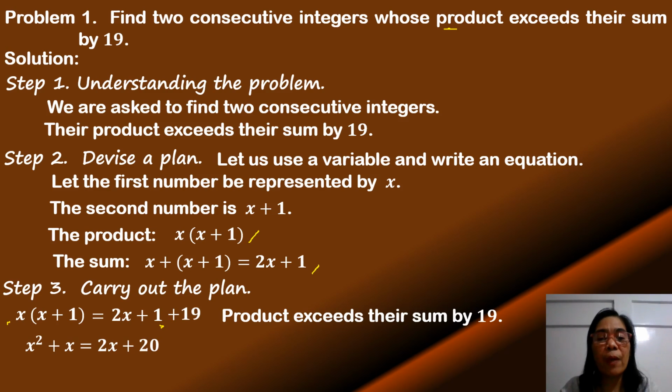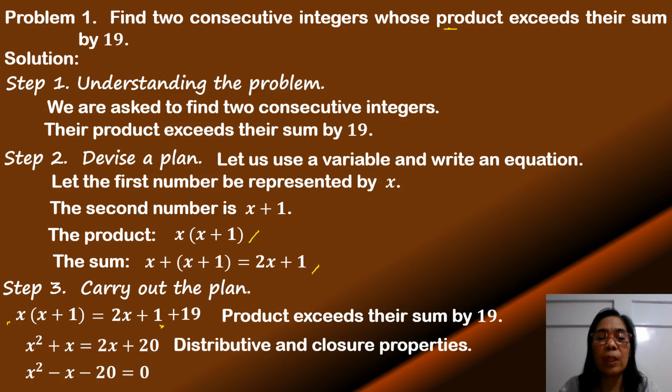Okay, so simplifying, we now have x squared plus x is equal to 2x plus 20. That is applying the distributive and closure properties. And we can now simplify further as x squared minus x minus 20 is equal to 0.